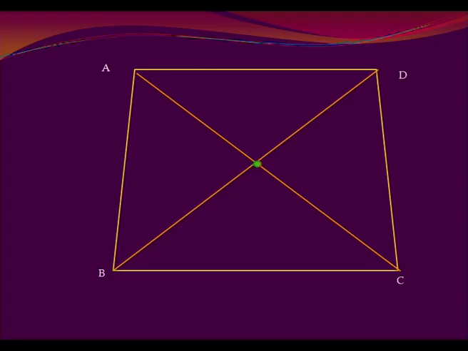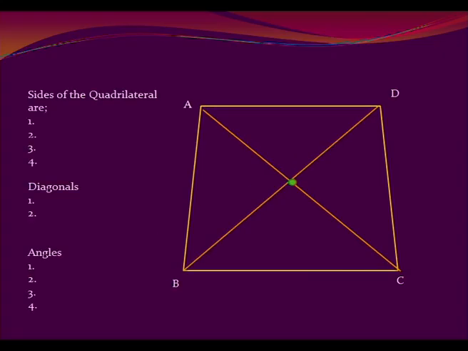Let us observe the figure. What is it? It is a closed figure which has 4 sides. So, what are the sides? You can find out what the sides are here. You draw the figure and note it in your notebook. What are the sides of the quadrilateral? A, B, C, D. The sides are AB, BC, CD and DA.